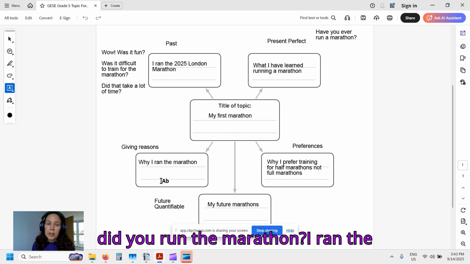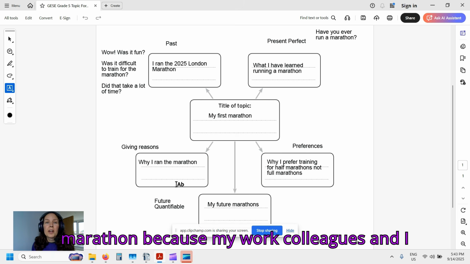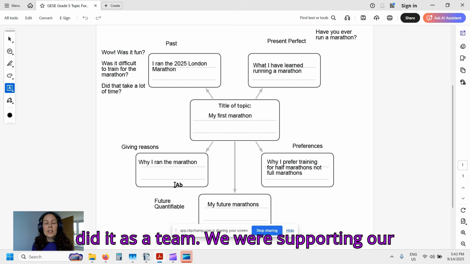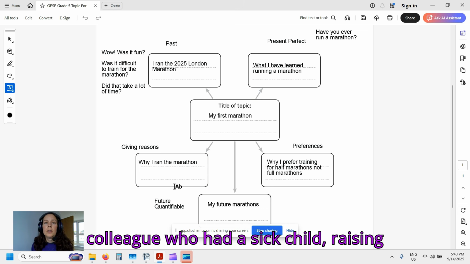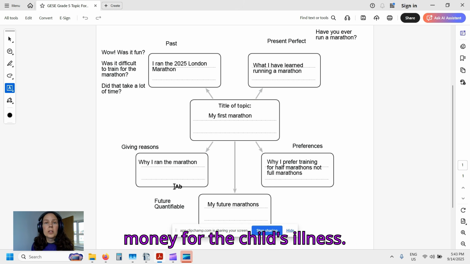Why did you run the marathon? I ran the marathon because my work colleagues and I did it as a team. We were supporting our colleague who had a sick child, raising money for the child's illness.